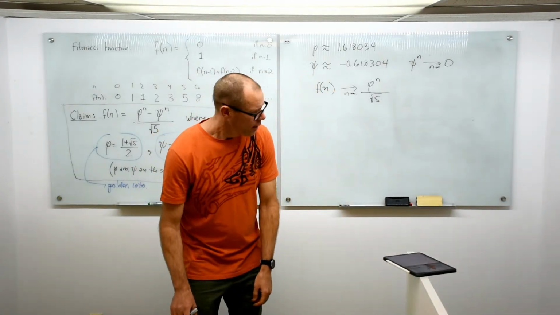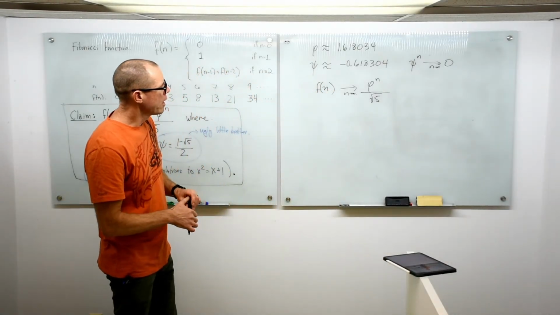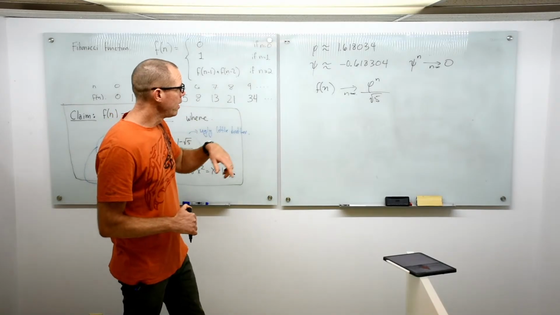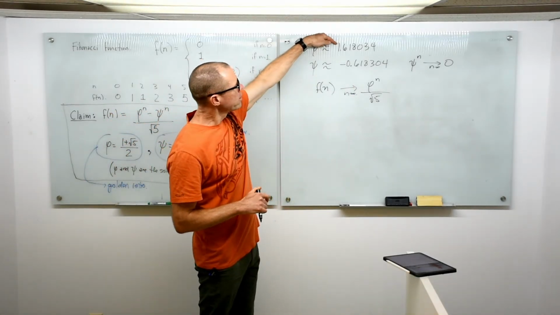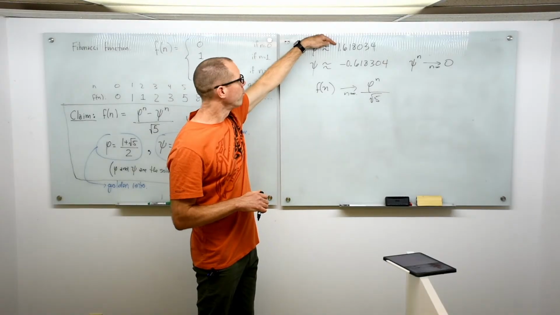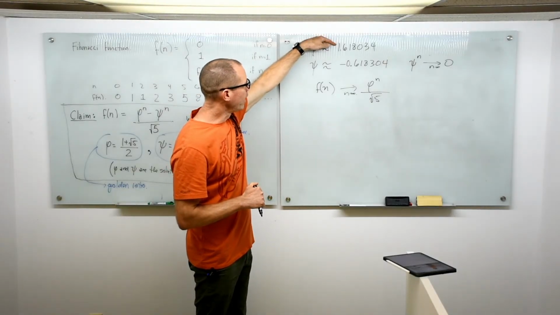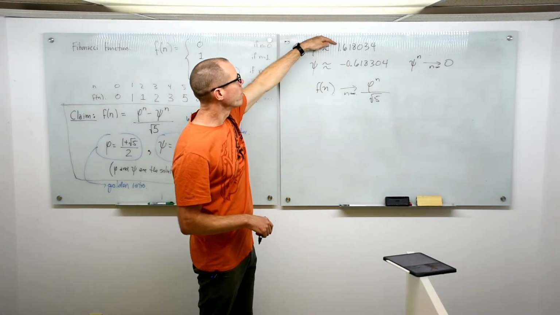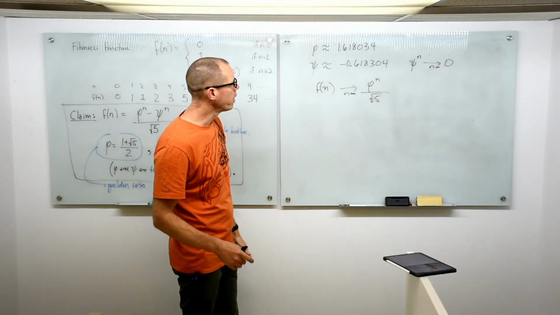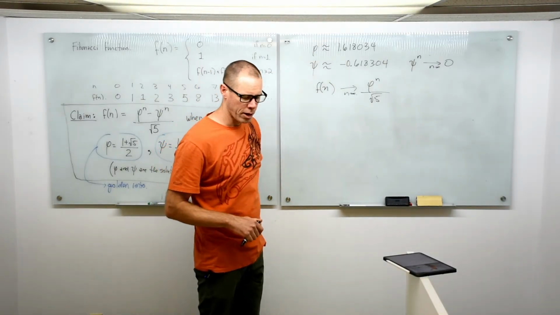And for us, that means basically that these Fibonacci numbers are growing exponentially, and the base is this number, 1.61 whatever. Unlike maybe some exponents that we're used to, this is growing much more slowly than 2 to the n, but it is still growing exponentially.